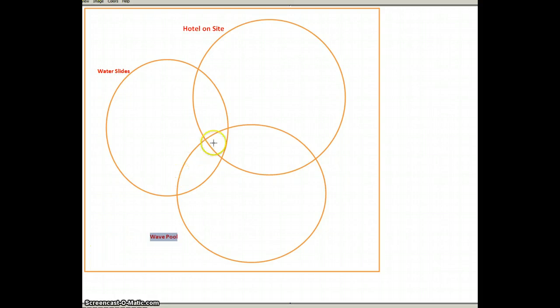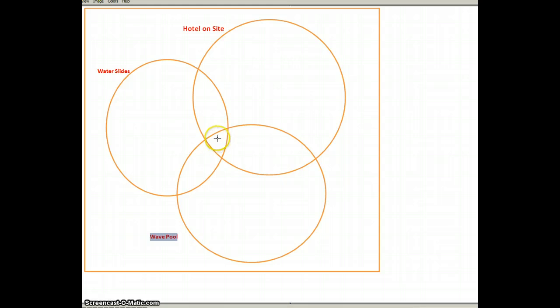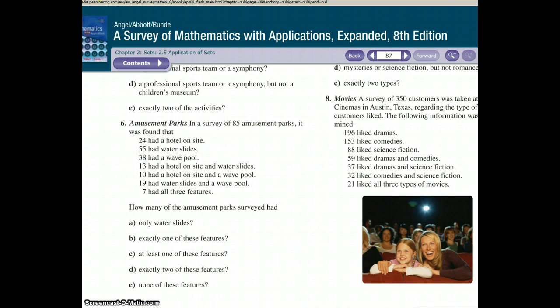Okay, so let's start. We're going to start by adding the entry in the middle here. If you look at the exercise, you will see that we were given that 19 had water slides and wave pool, 7 had all 3 features. So the 7 should go in the middle here. So my 7 is going to be here, which covers the 3 options: hotel on site, water slide, and wave pool. Then we move upward.